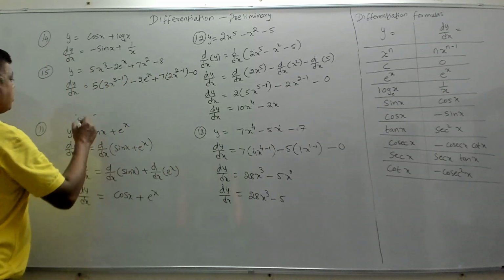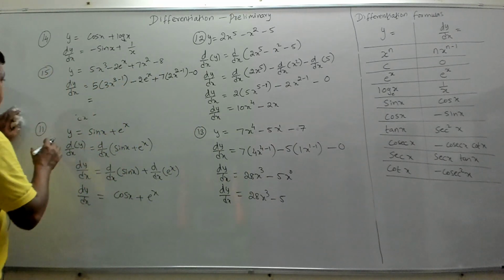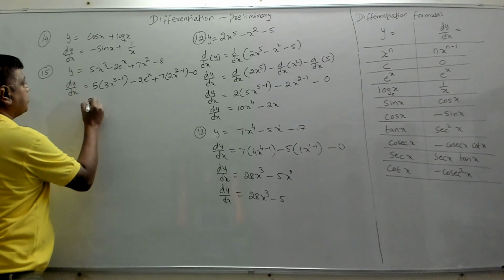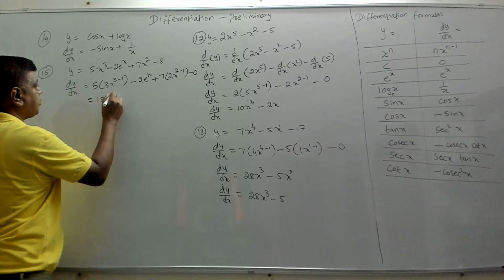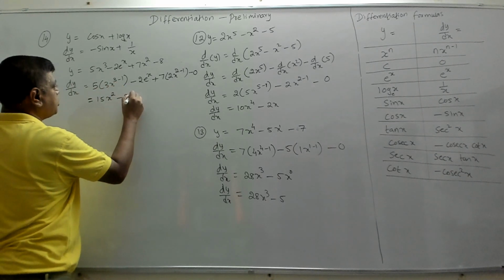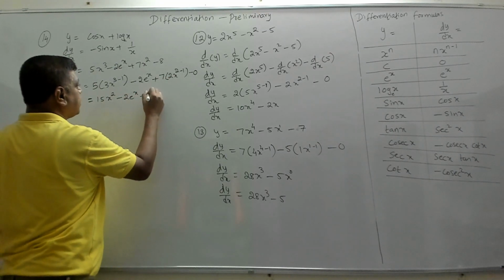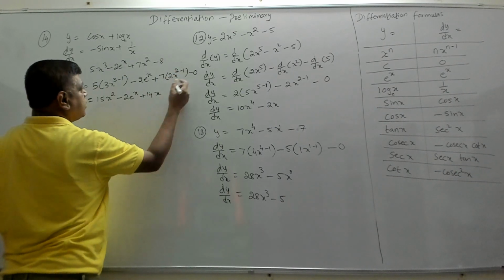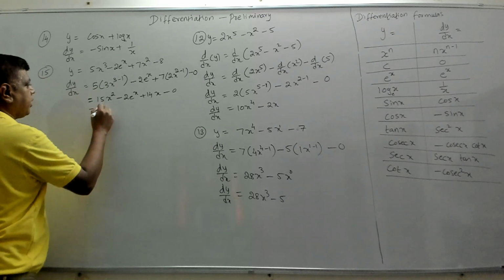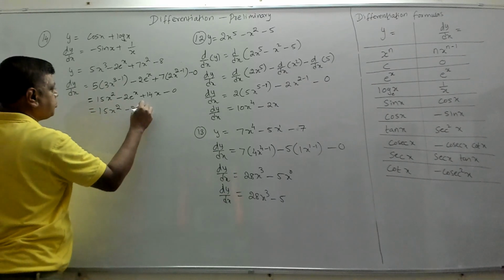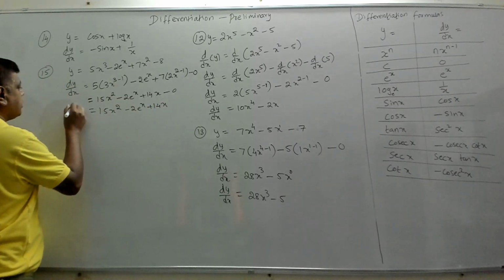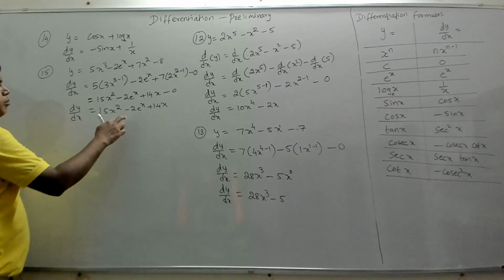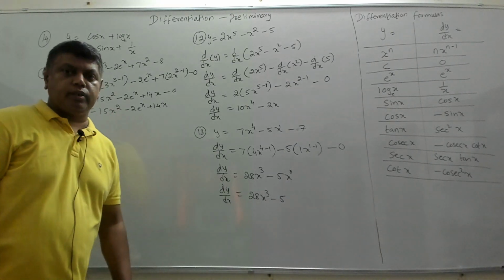Now if you simplify this, so what do we get? That will become equal to 5 into 3, 15, x power 3 minus 1 is 2, minus 2 e power x, 7 into 2, 14, x power 2 minus 1 is 1, which means x, then this is minus 0. So your final answer is 15x square minus 2 e power x plus 14x. So that is your dy by dx. The differentiation of this function is 15x square minus 2 e power x plus 14x.